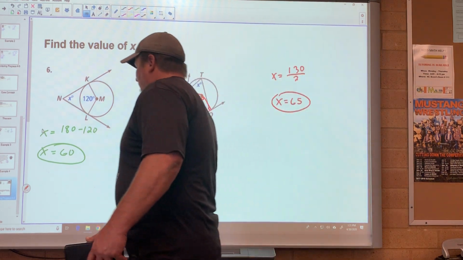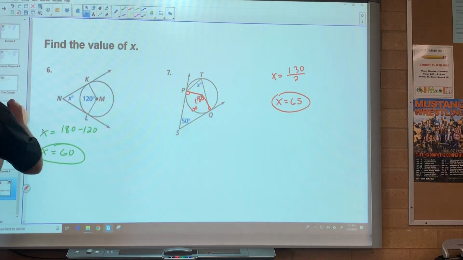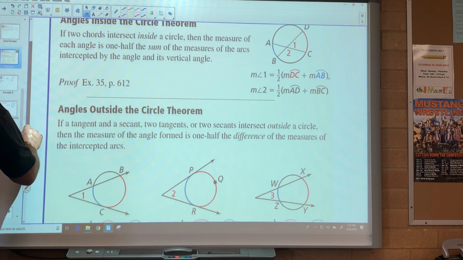Okay, and that's it. Like I say, I hope that helps you a little bit. Just remember some of the simple rules that we went through. Are the angles inside? Are they outside? And what arcs does it create? Okay? Just remember, let me go back to a couple right here. This one right here is the most important.